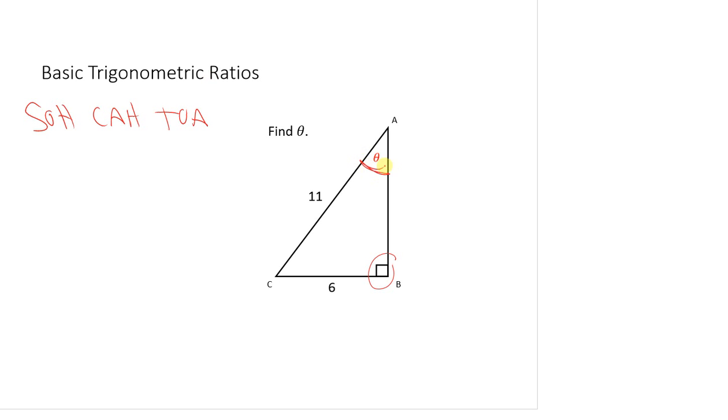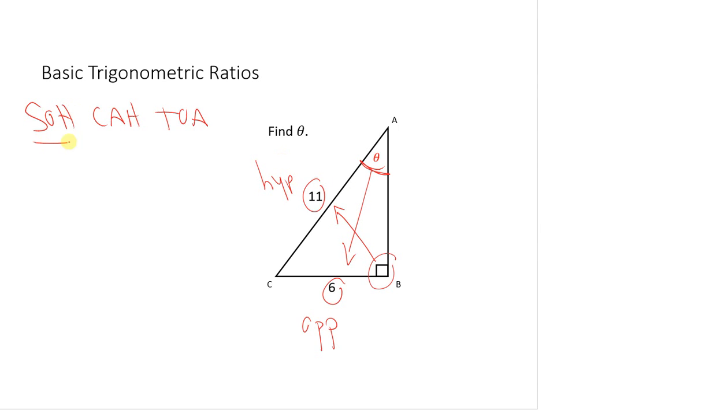We're asked to find angle theta. We're given two sides here, 6 and 11. We need to figure out what these sides are in relation to this angle theta. Well, we know that this here is the opposite side, seeing as it's opposite angle theta. We know that this side here is the hypotenuse, as it's opposite the 90-degree angle, or the right angle. So we know the opposite and the hypotenuse.